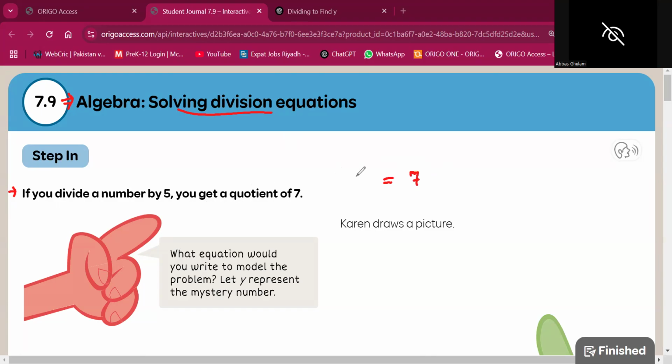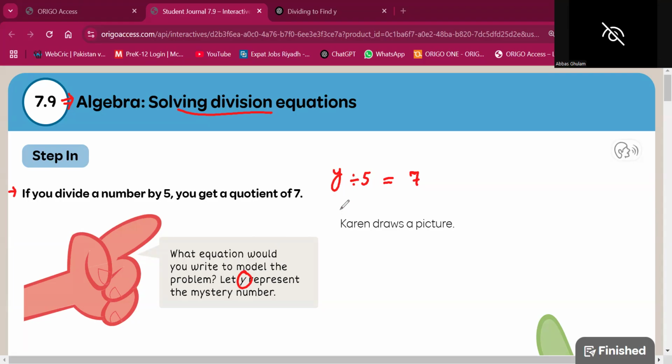And I am dividing that number by what? 5. Of course, it comes to my mind, but I want to write what? An equation. So he is saying to me, what equation would you write to model the problem? Let y represent a variable. So it means we need to find a number for y. I don't want anything beside the y. I want to make it alone.